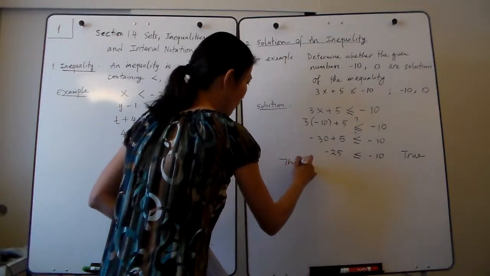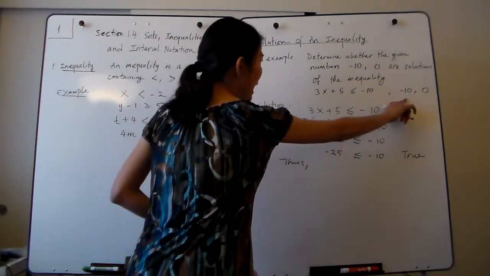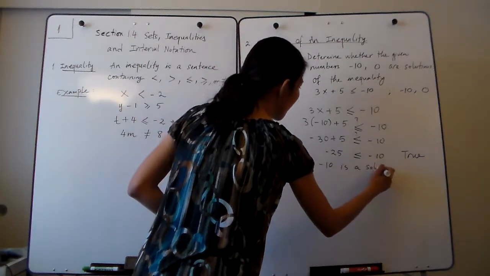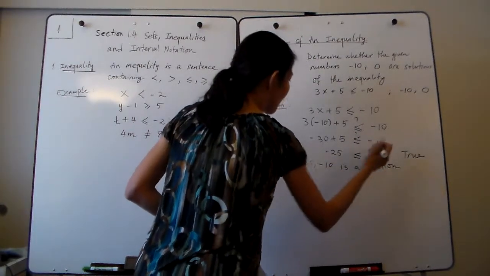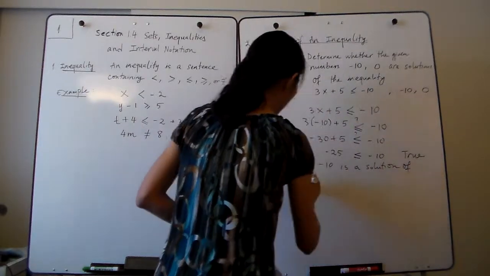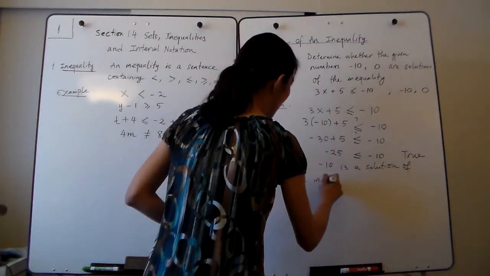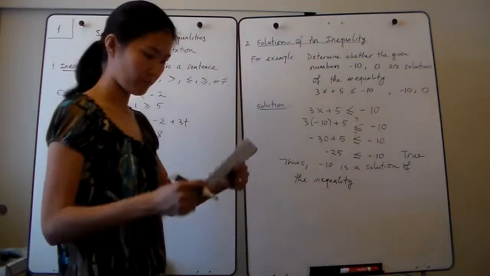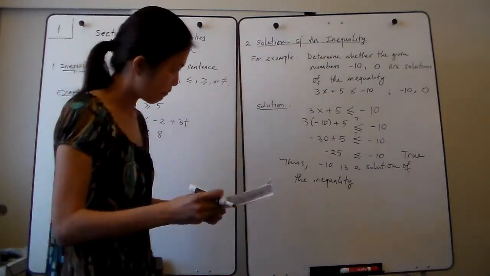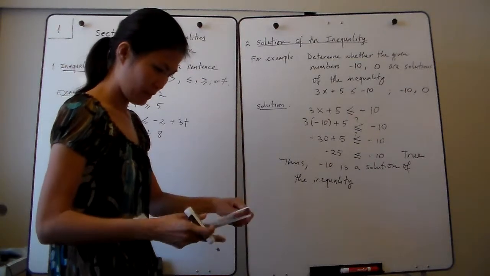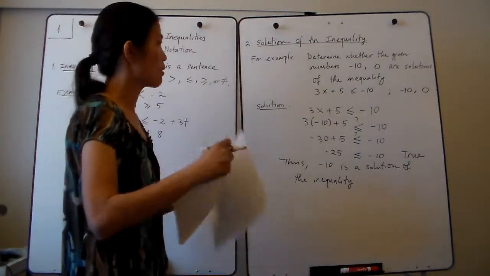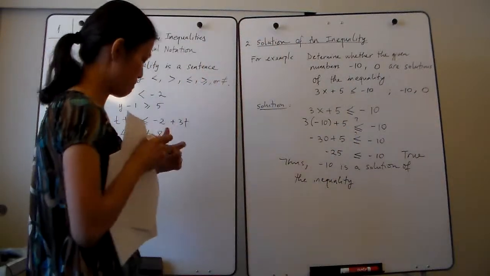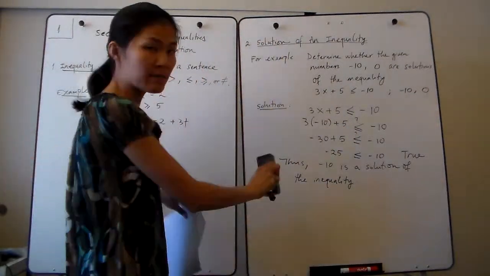Thus, this value right here, negative 10, is a solution of the inequality. Okay? So, let me verify my note. Yep. Good. So, we still need to verify this value right here. We're not done yet. So, let me go to the next space. I'm going to erase this.